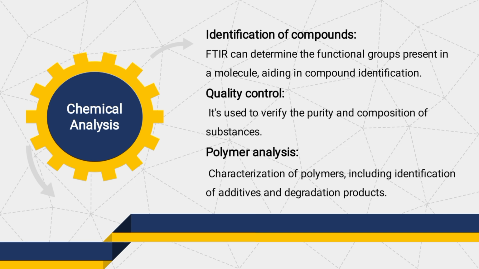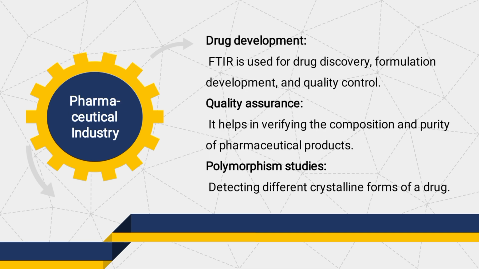Number 2 is quality control. It is used to verify the purity and composition of the substances. Polymer analysis: characterization of polymers, including identification of additives and degradation products, can be made possible by using FTIR.